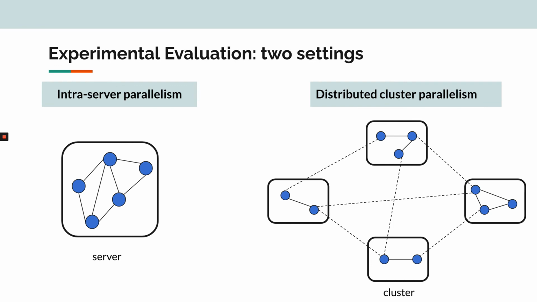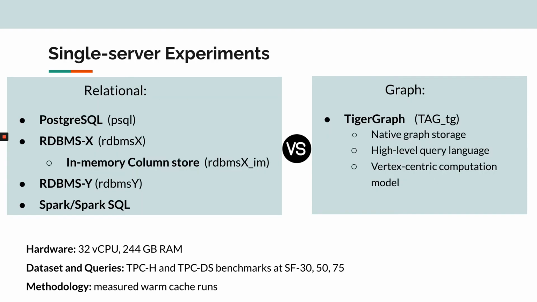Now that we have built the theoretical foundation, we show the practical feasibility of the vertex-centric parallel computations. Our solution applies to both intra-server and distributed cluster parallelism. So we conducted experiments in two settings. In a single server setting, we compare tag implementation against open source and leading commercial relational databases, as well as against Spark SQL. Tag is implemented using TigerGraph, a graph database that supports vertex-centric style computations and is built on top of native graph storage.